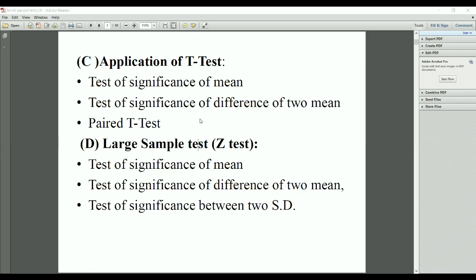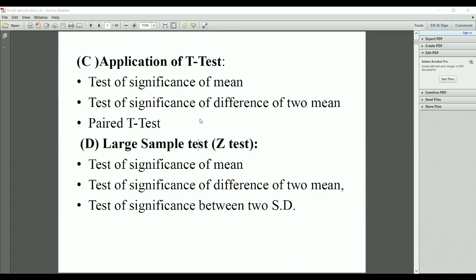And there is the large sample test. Test of significance of mean. Large sample test means n, our number of data, is greater than 30. In that case we will go for the z-test. Test of significance of mean, test of significance of difference of two means, that is mu is equal to mu naught, that we want to check.